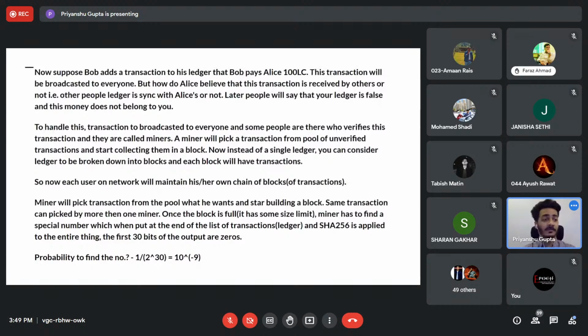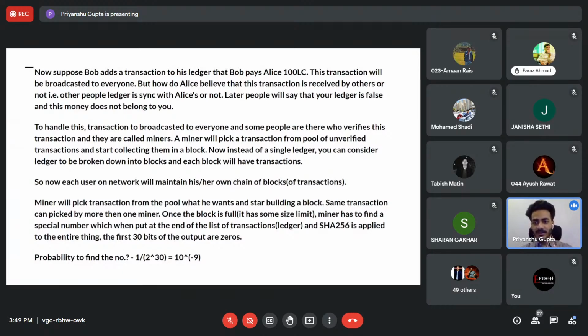They do not know that Bob actually paid Alice. So for them, Alice does not have those 100 LC. Alice will still have the previous balance that she has. So how to make it reliable, so that all nodes are synchronized? All nodes will have the same data at every point of time. How to make sure of that?